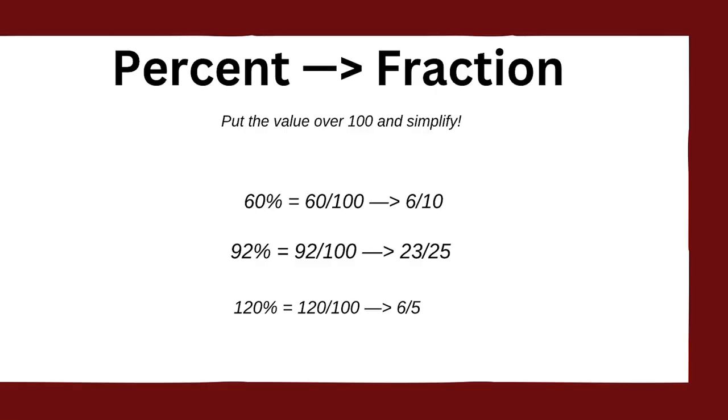Now, what if I want to change a percent into a fraction? Well, I'm just going to put that percent value over 100 and simplify. So for example, I have 60%. I'm going to put that 60 over 100, and if I simplify, I get 6 over 10. I have 92%, then put that 92 over 100, and I get 23 over 25. I have 120%. I'm going to put that 120 over 100 and simplify, which is 6 over 5.